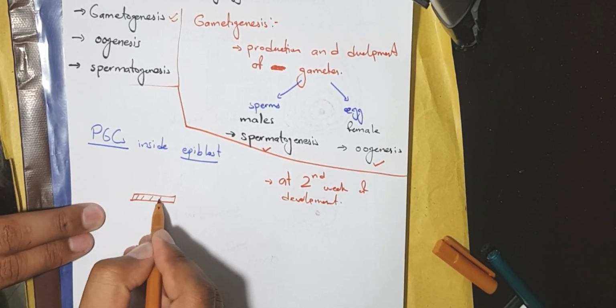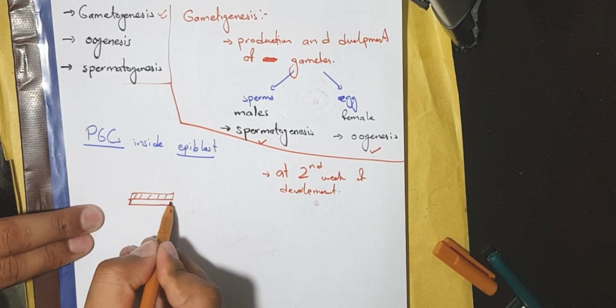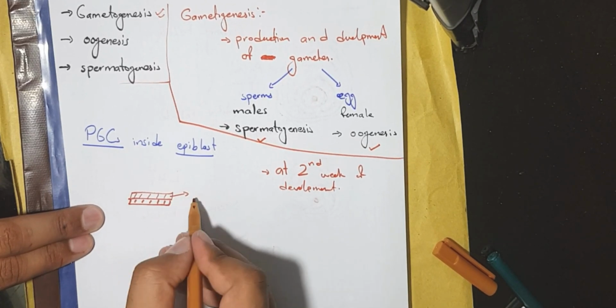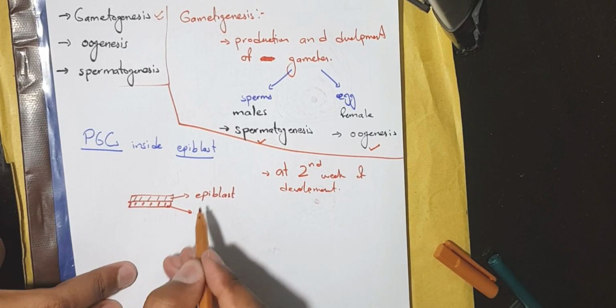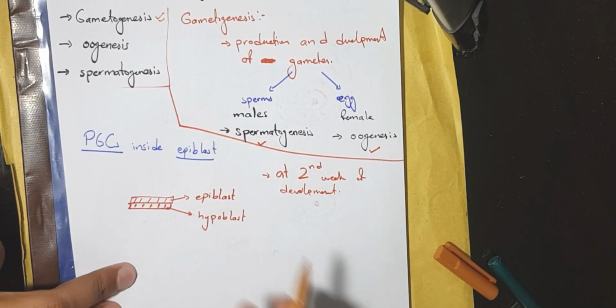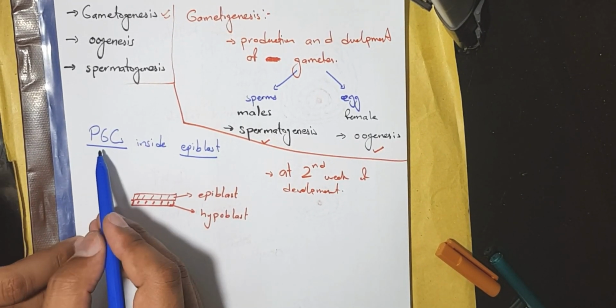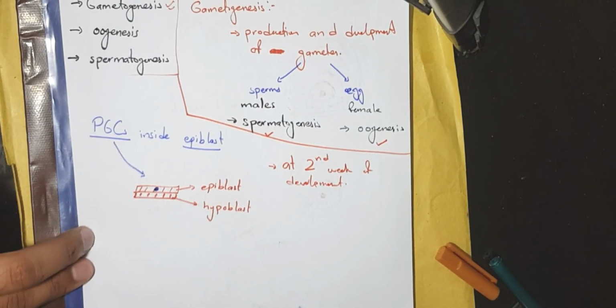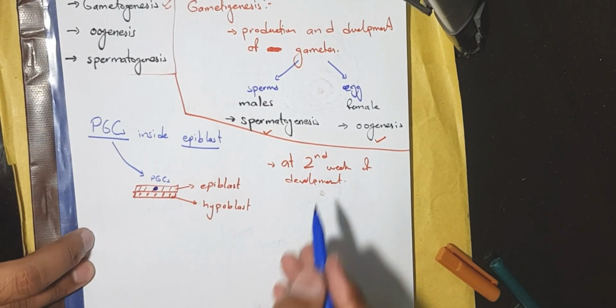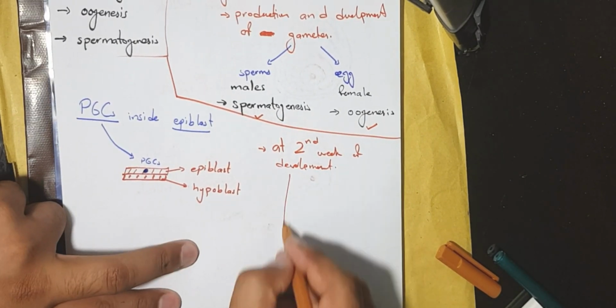Now, what is epiblast? Epiblast is one of the two layers produced in the second week of development. One is the epiblast present above, and the one below is the hypoblast. So these two layers are produced in the second week of development, and as you know, primordial germ cells are produced here in the epiblast in the second week of development.